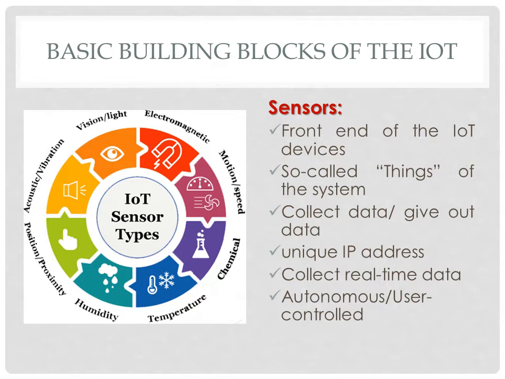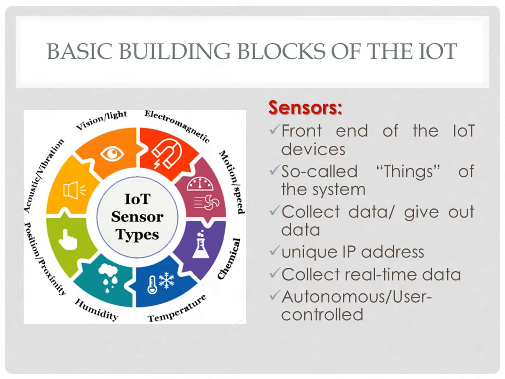These have to be active in nature, which means that they should be able to collect real-time data. The collection of real-time data is most important in the Internet of Things. These can either work on their own, that is autonomous in nature, or can be made to work by the user depending on their needs. That is, they can be user controlled.